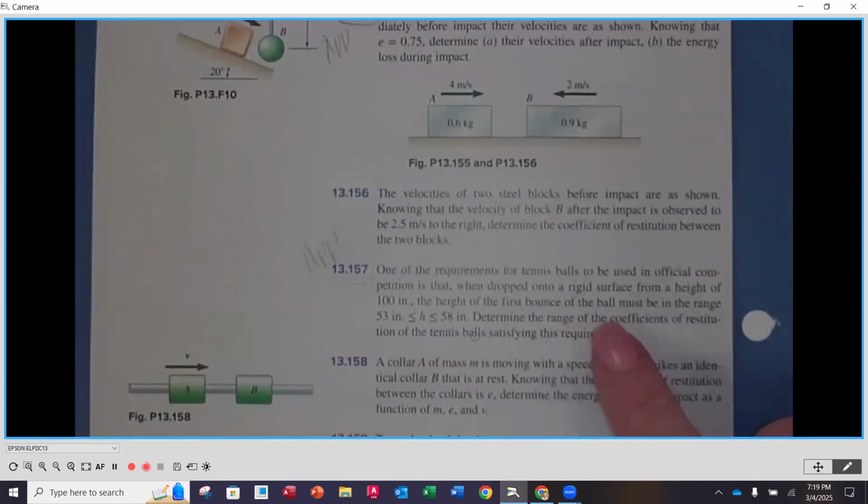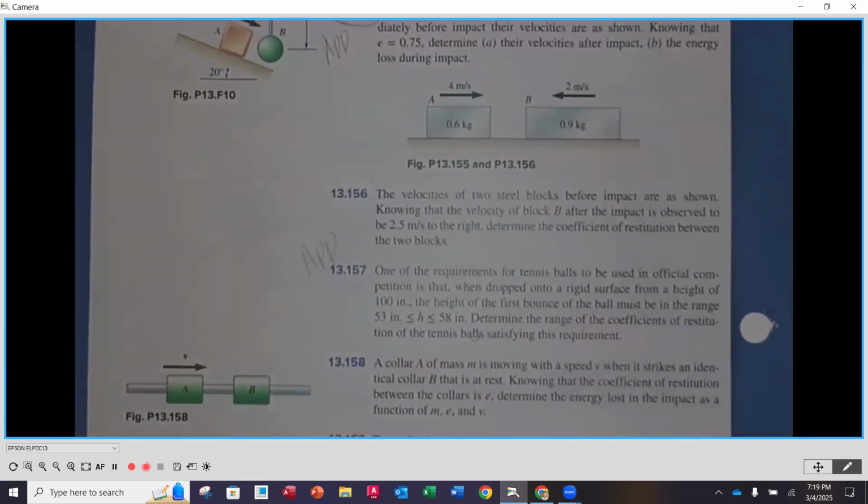The second application problem on this page is 13-157. This is a tennis ball problem, kind of neat.